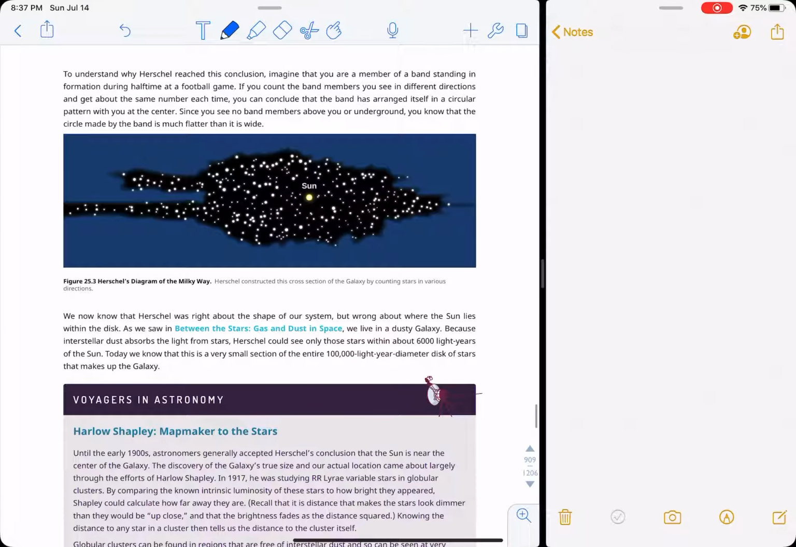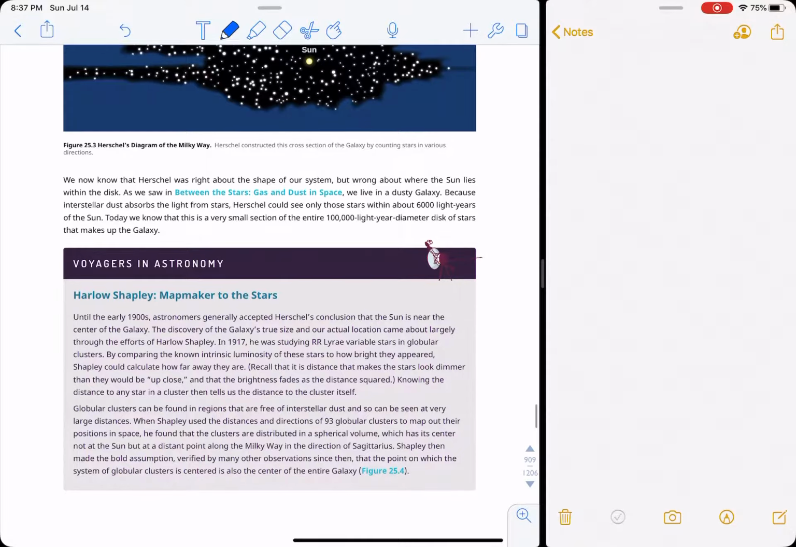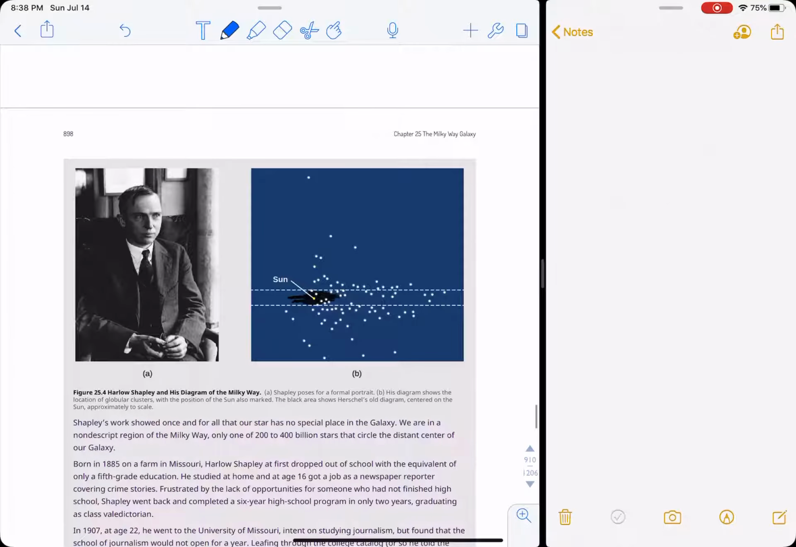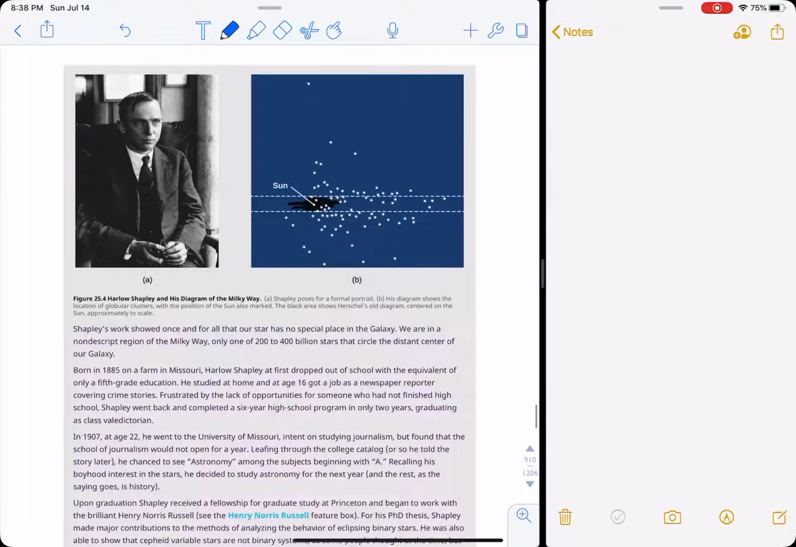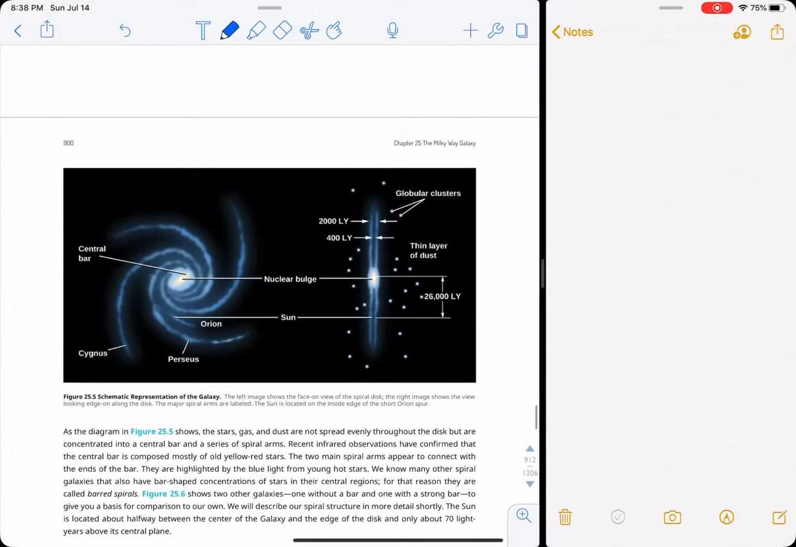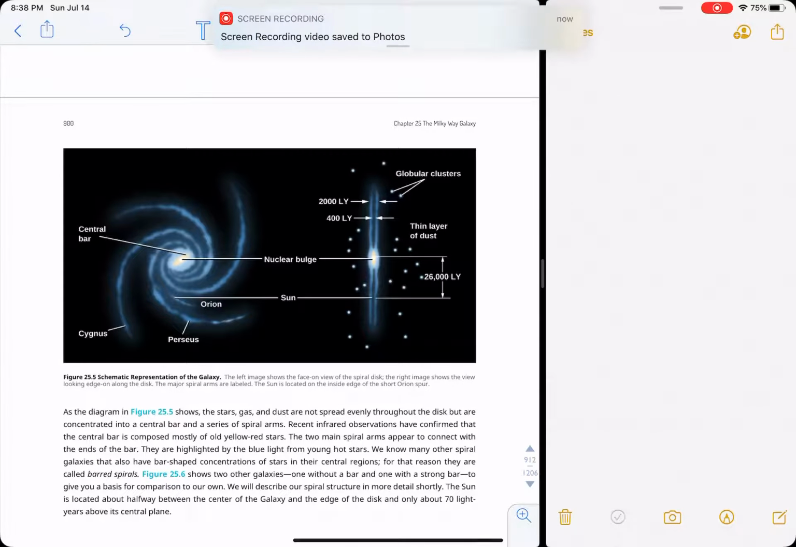You could try to measure the Milky Way based on the stars here, and this is one of the first measurements, where he tried to estimate where the sun was in the sky. This is another attempt to explain where the sun was in the sky. This was a big deal for people to figure out: are we at the center of the galaxy? Are we somewhere else?